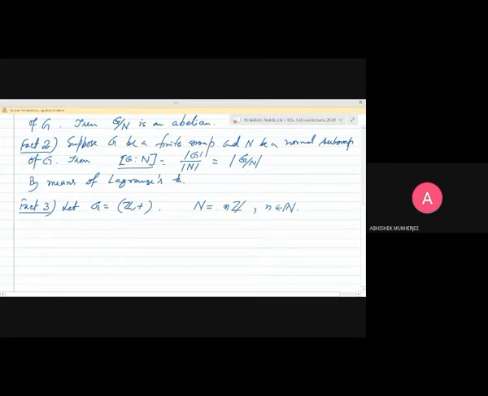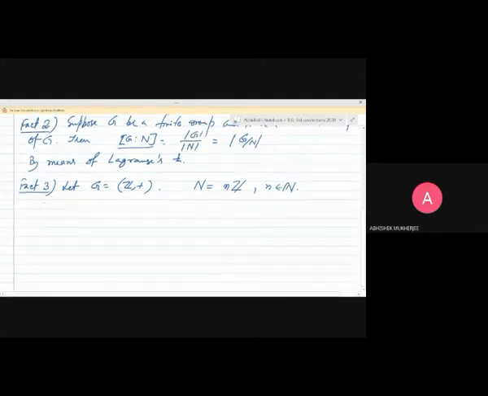Then, since Z plus is an abelian group, nZ is normal. So you can definitely have a quotient group out of this normal subgroup, right? Now, how does it look like? The quotient group of Z plus by nZ. So how does it look like? We shall have a discussion on that.